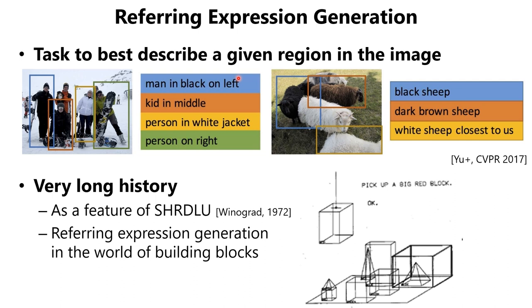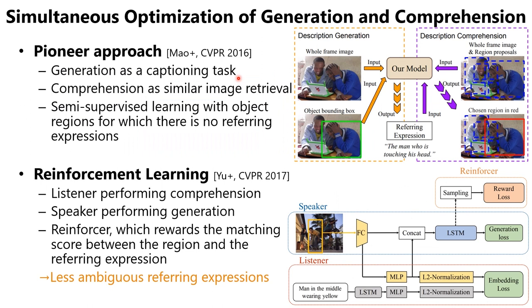In the field of building blocks, called pseudo, referring expression generation was used in research to create commands to manipulate the building blocks. A common approach is to optimize all of it the same as the referring expression understanding I just explained, and the going and coming back loss is often used here as well. What this means is that given an image and a specific region of the image, we first try to generate a referring expression from it, and then we try to find a specific region in the image with that referring expression, which is solved at the same time.